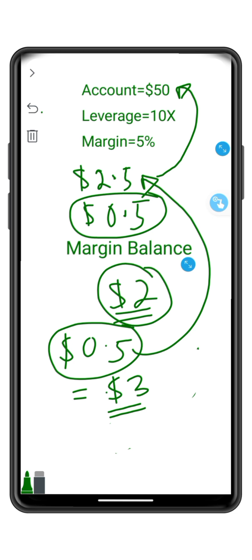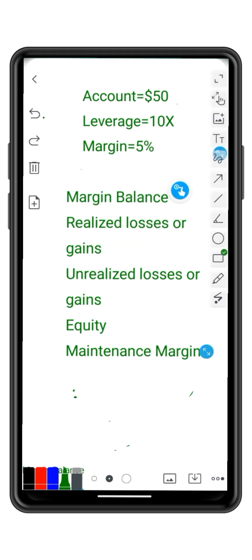What about realized? Well, realized losses are losses that have been applied to your account. I'll say that again. Realized losses are losses that have been applied to your account. So where can realized losses come from? They can come from trading fees, all right? So far, we've covered margin balance, realized losses or gains, unrealized losses or gains.